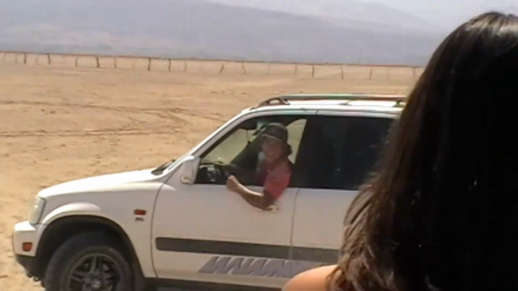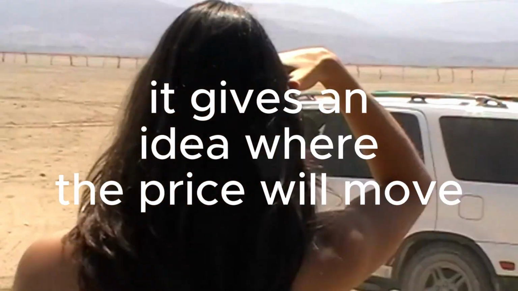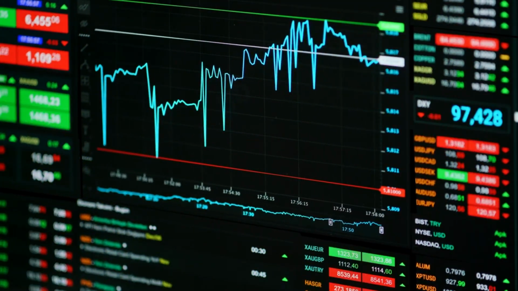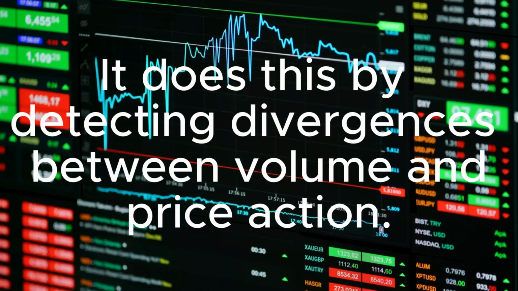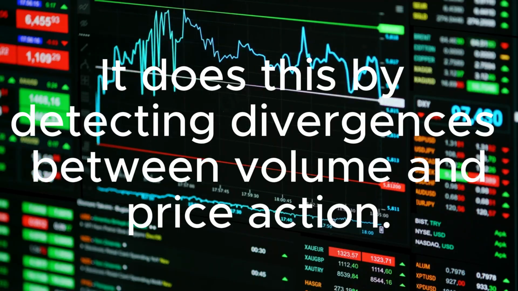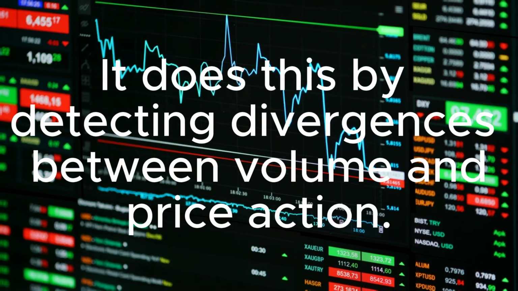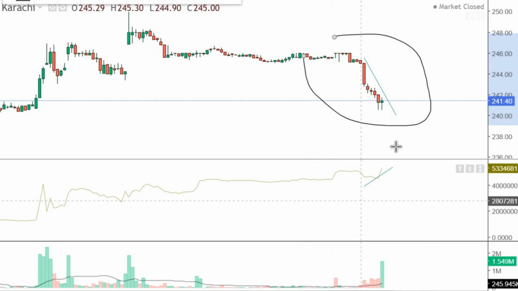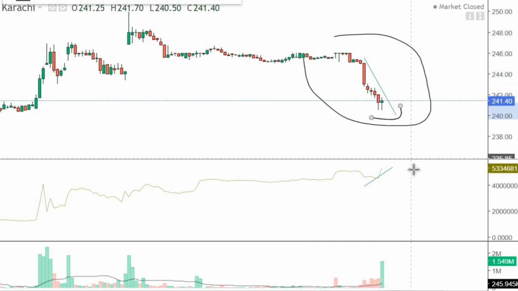So, let's get started. Accumulation and distribution give an idea of where the price will move, whether it will go up or down. It does this by detecting divergences between volume and price action, which means when the accumulation and distribution line goes in the opposite direction to the price of a particular script.